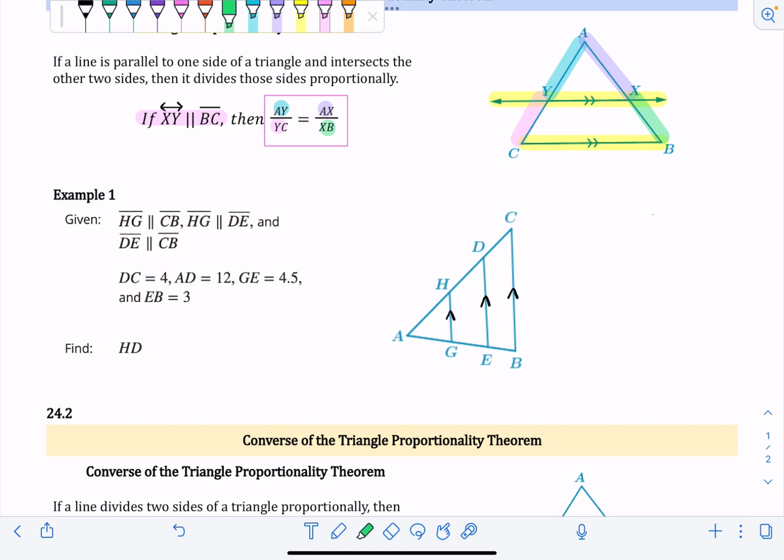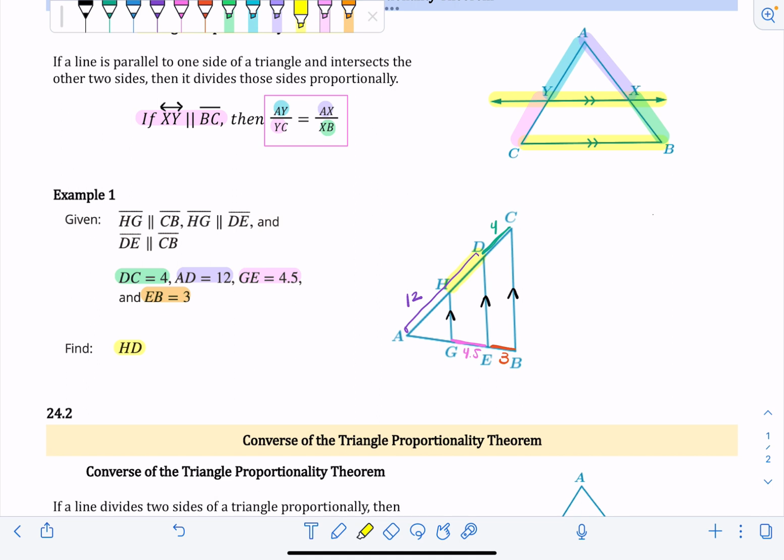DC is 4. So this segment right here is 4. And then AD is 12. So this longer segment from A to D is 12. GE is 4.5. So this little segment is 4.5. And then EB is 3. So from E to B has a distance of 3. And then we're supposed to find HD. So we want to find this piece right there.